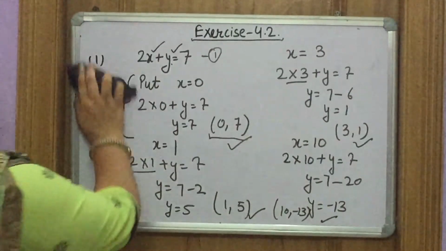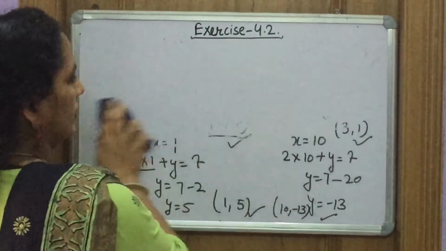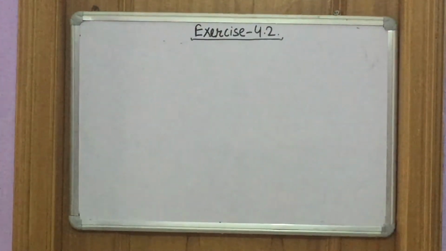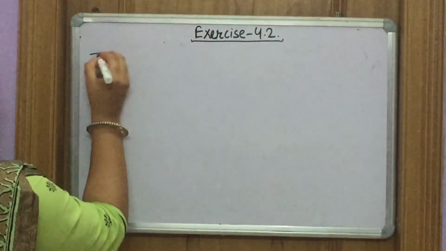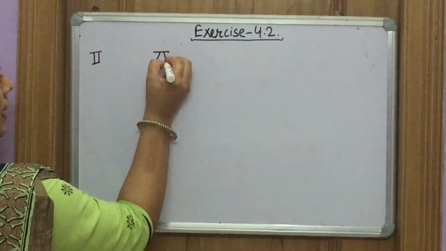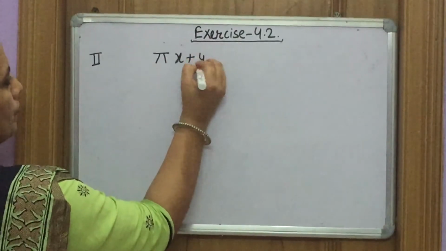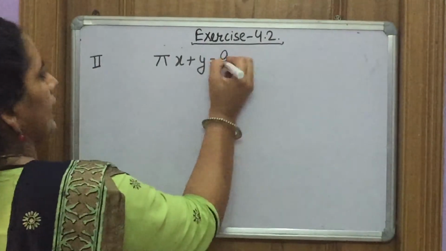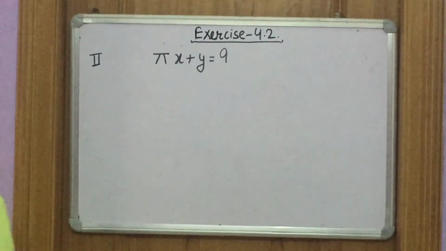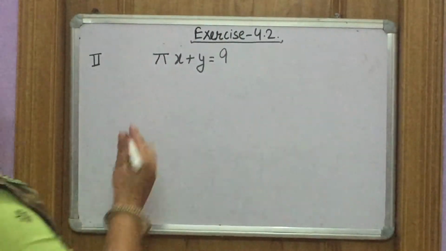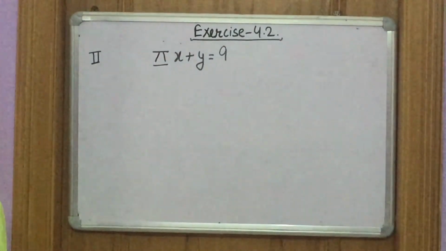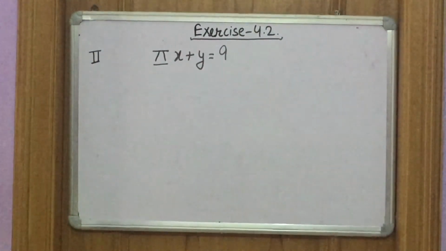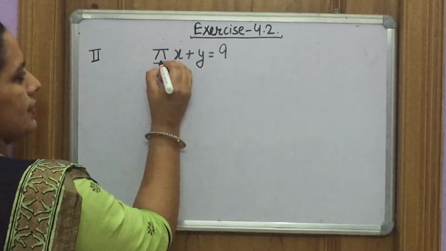Next part: in the second part, the equation is pi x plus y is equal to 9. Again, we have to find out four solutions of this equation. You can put the value of pi or not, it's your choice. Put 22/7 in place of pi, or keep this term as it is.